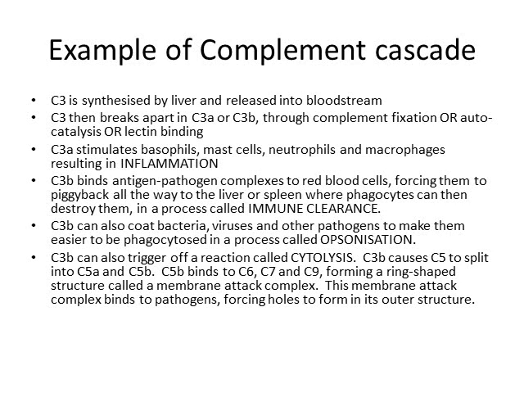C3B binds antigen-pathogen complexes to red blood cells, in other words, it forces them to piggyback on red blood cells all the way to the liver or the spleen, and then the phagocytes will destroy them, and that process is called immune clearance. C3B can also make bacteria and viruses tasty for phagocytosis, in other words, it helps with opsonization, triggering off the process of phagocytosis, and C3B can also trigger off a reaction called cytolysis. In other words, it can trigger off a reaction creating a membrane attack complex.